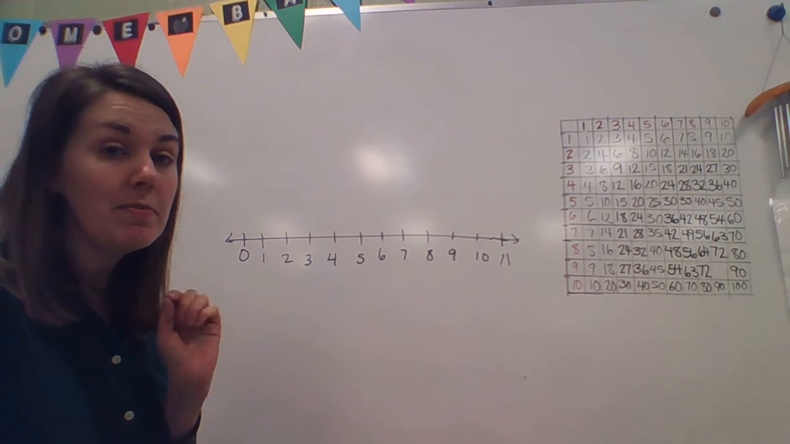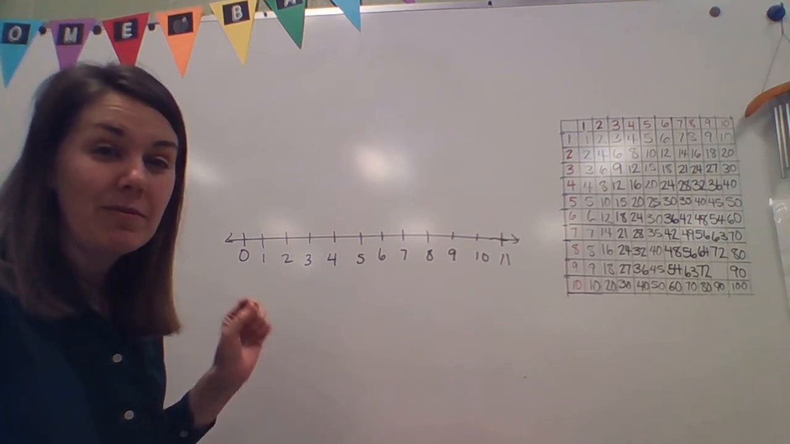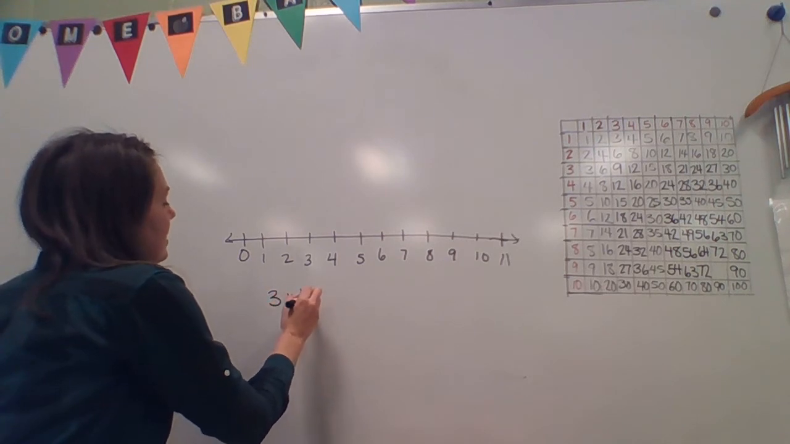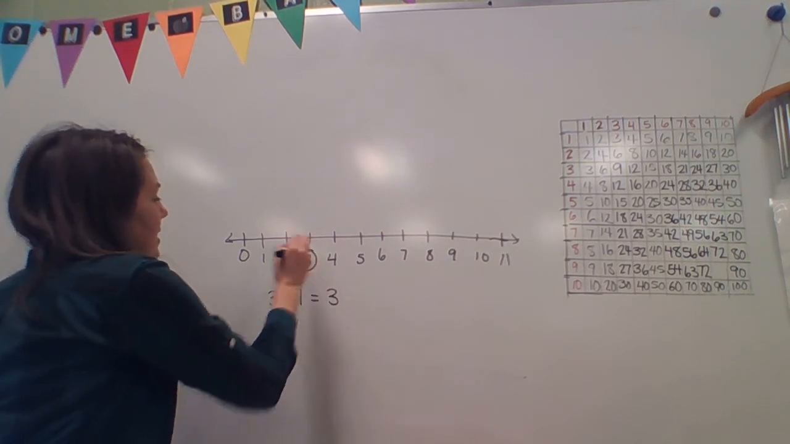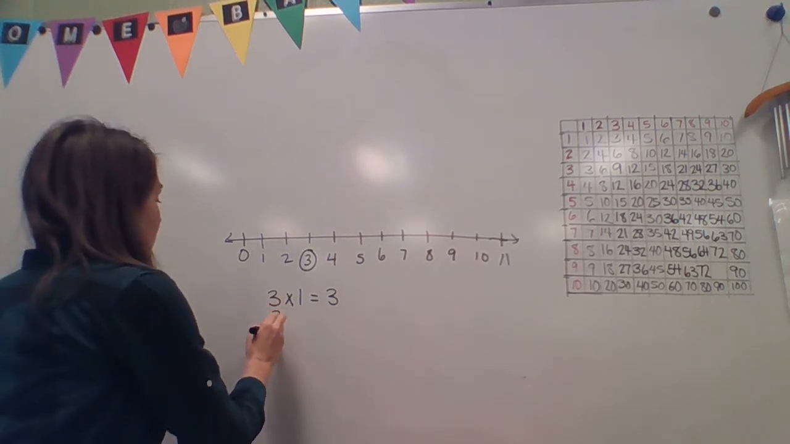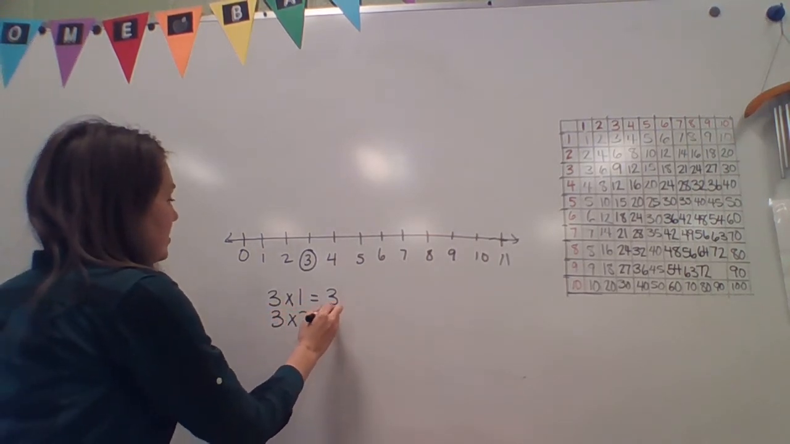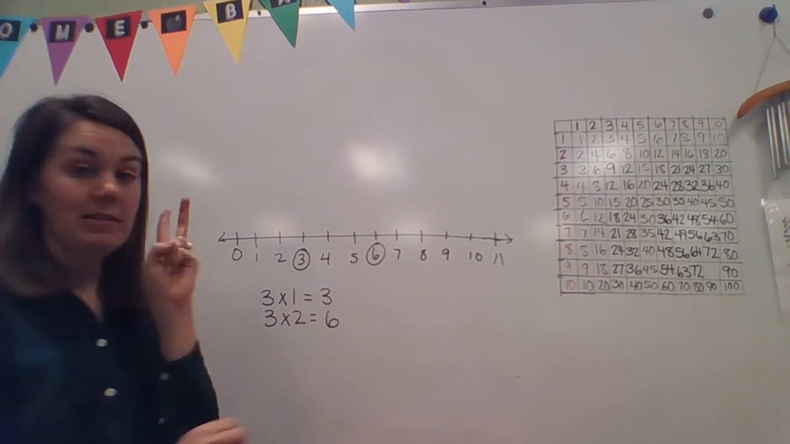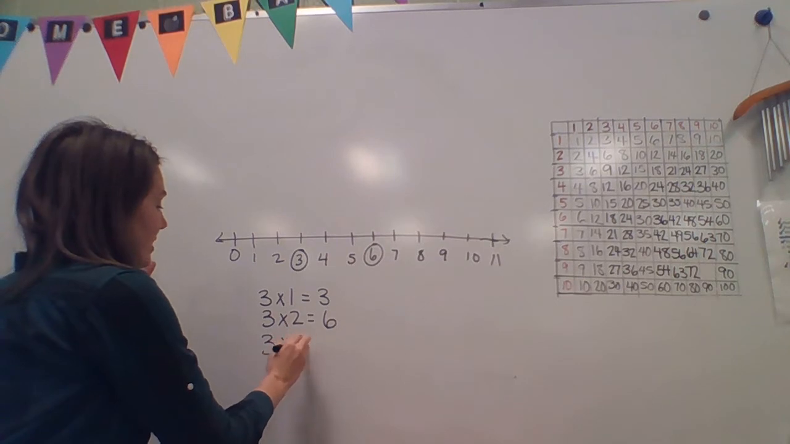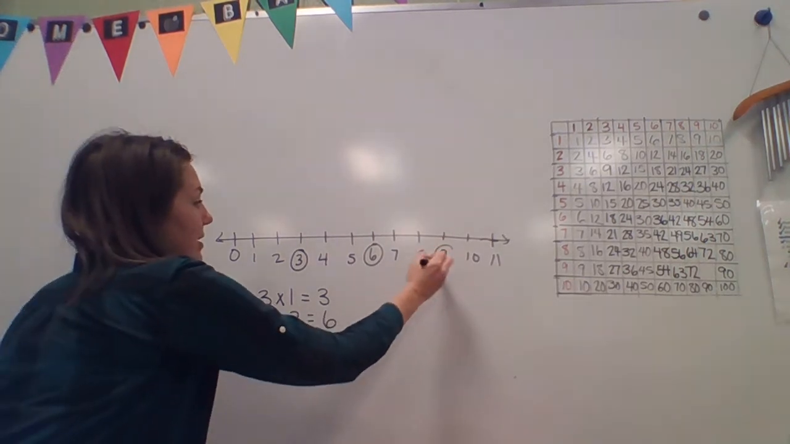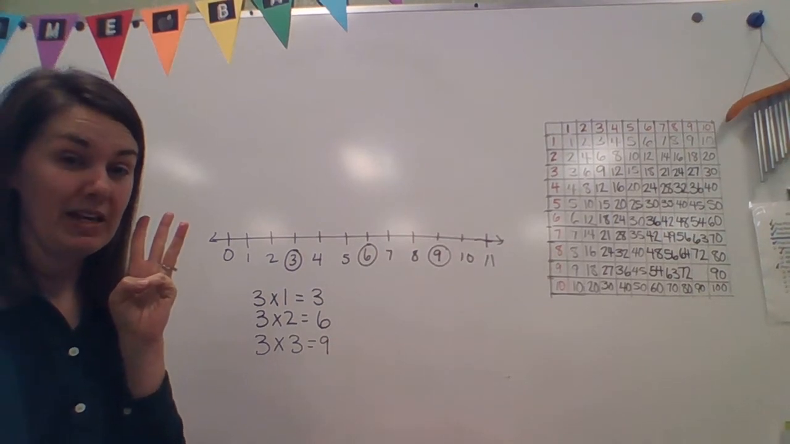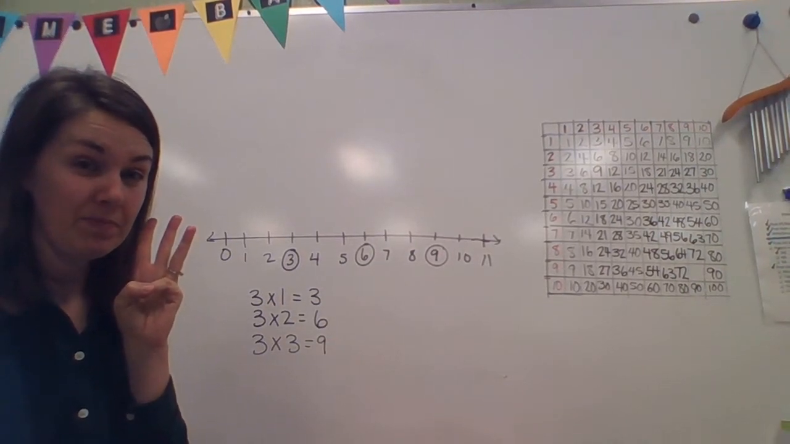Okay, so we're going to be skip counting by 3s to find multiples of 3, right? Because we're thinking we have 3 times 1 is 3. Okay, so that's the first one. So that's 1 multiple of 3. 3 times 2 equals 6. So that's the second one. 3 times 3 is 9. That's the third one. Uh-oh. Can you see my problem?